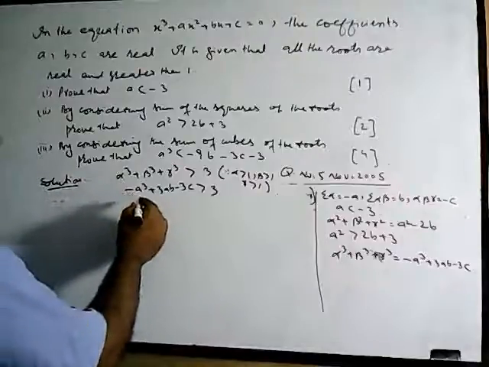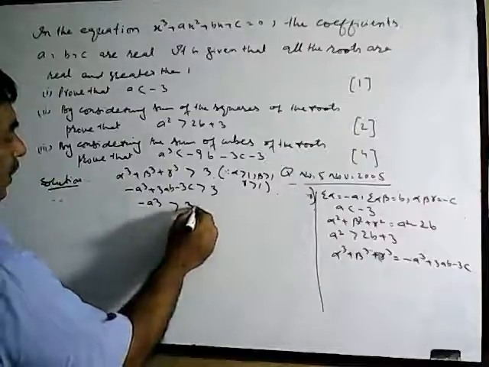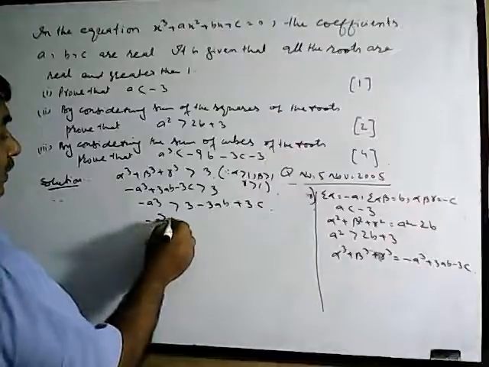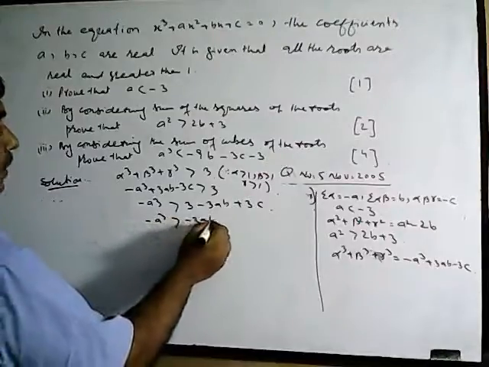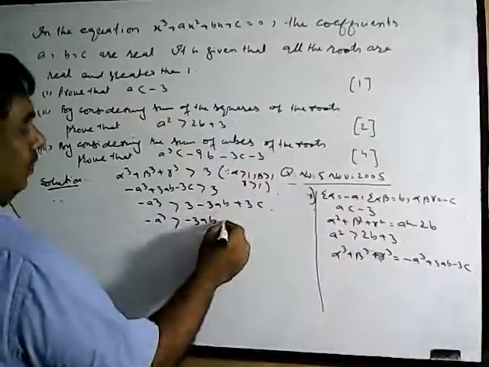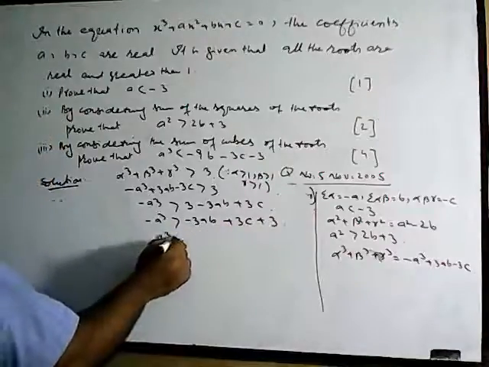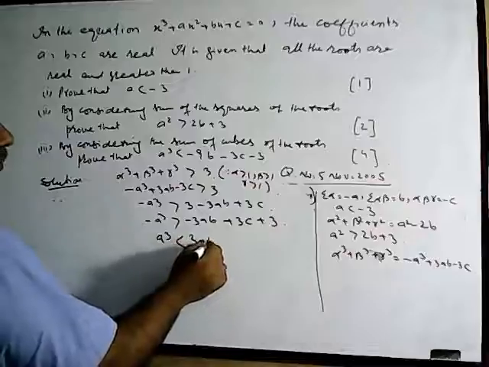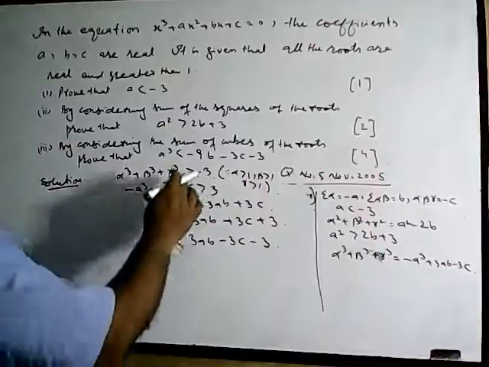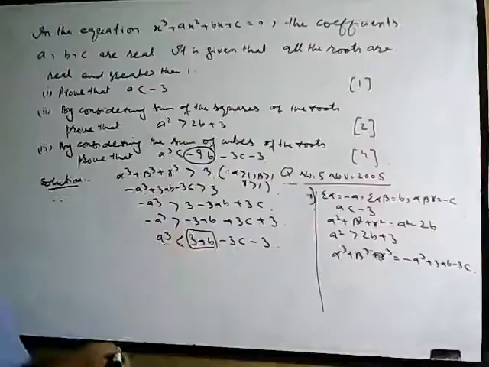So now I transfer. Minus A cube will be greater than 3 minus 3AB plus 3C, or minus A cube is greater than minus 3AB plus 3C plus 3. I multiply by a minus sign, so this is A cube. The sign of inequality changes, becomes less than. This is 3AB minus 3C minus 3. Now, but in my result I have to bring minus 9B, and here is 3AB. All other things are okay.